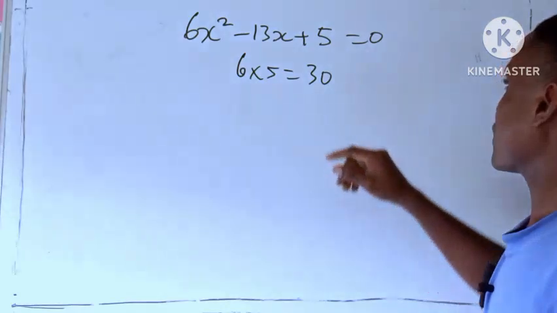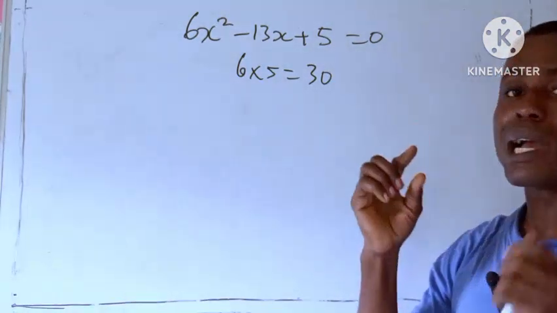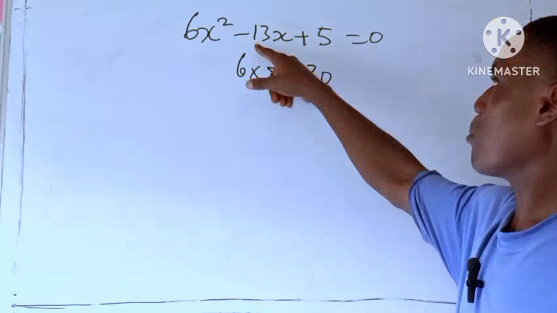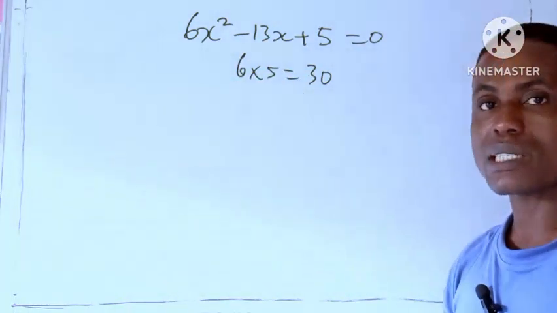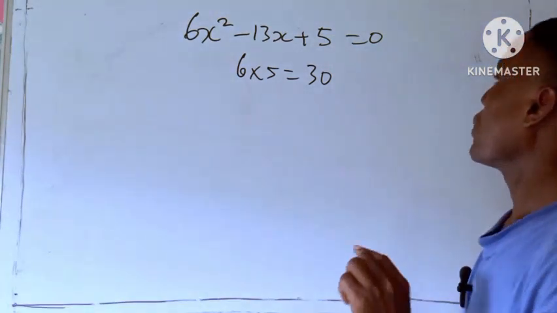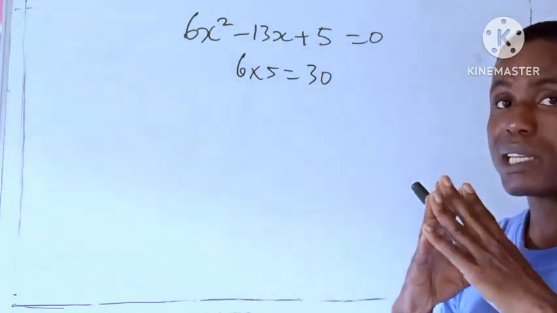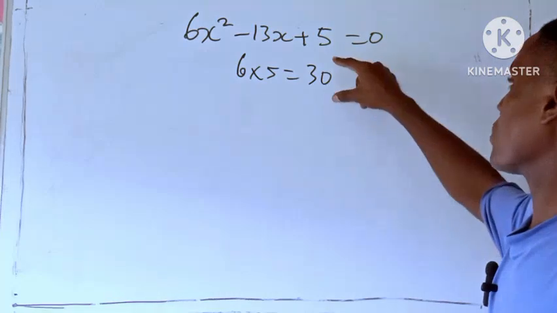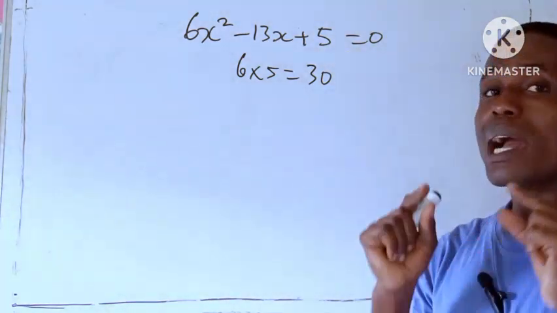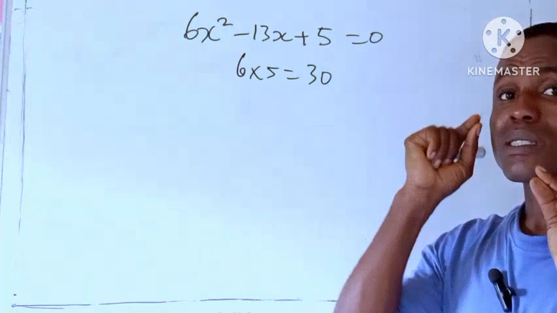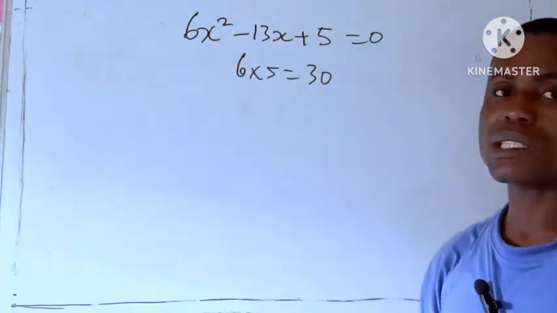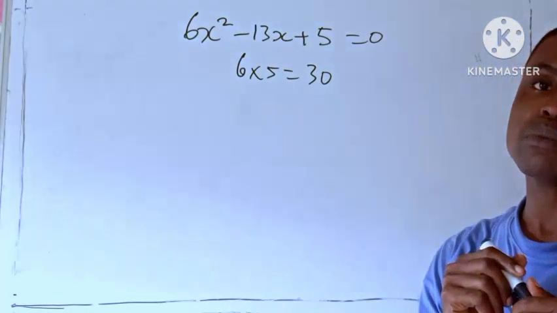Now the next thing, let's think of two numbers in such a way that when those two numbers are multiplied, the answer will be 30, and at the same time, if you add up those two numbers, the answer will be minus 13. I repeat, if you multiply those two numbers together, the answer will be 30, and if you add up the same two numbers, the answer will be minus 13. So the question is, what are those two numbers?